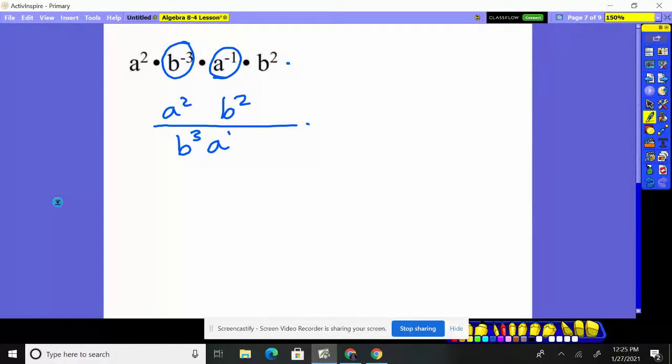And now we can simplify this. This just equals a a b b over a b b b a. Well, does anybody go bye-bye? A and A do. They become ones. That B and that B become ones. That B and that B become ones. You and I are left with just an A on top and a B in the bottom.